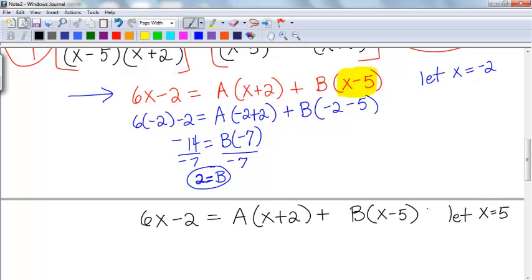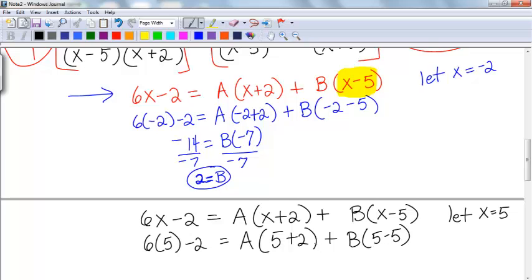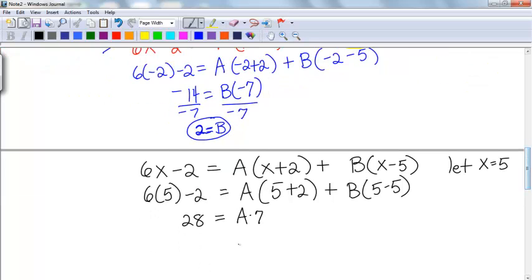Okay, so now sub in 5. So you'd have 6 times 5 minus 2 equals A times 5 plus 2 plus, and this will drop out, 5 minus 5, 0, so the B drops out. So you'd have 30 minus 2 would be 28 equals 7A. 7 times A, divide by 7, and I get A equals 4. Okay. Now, A equals 4, and those are your values, but that's not your final answer.